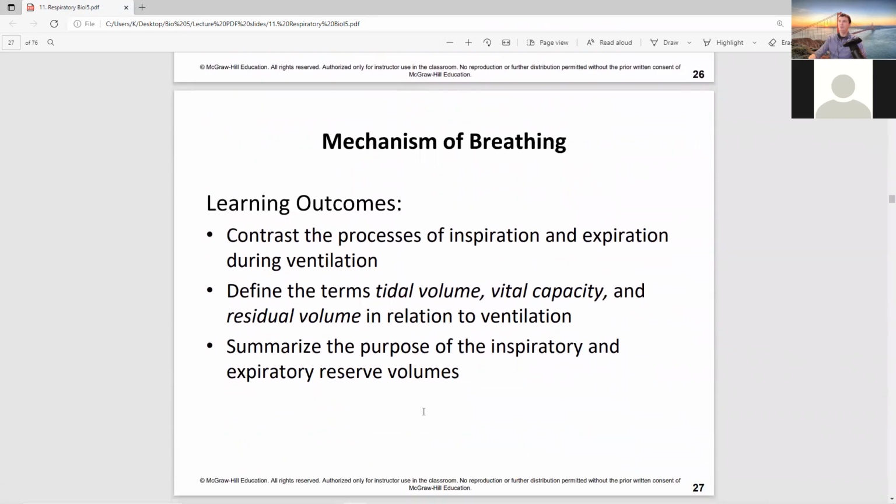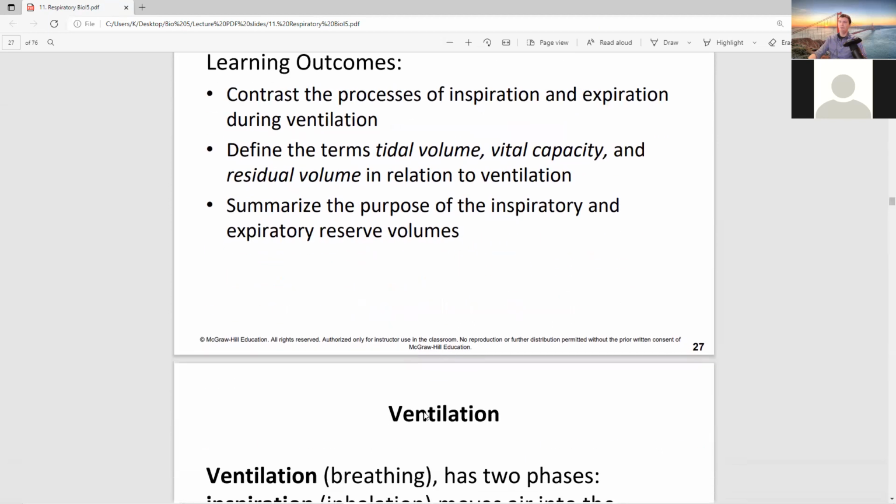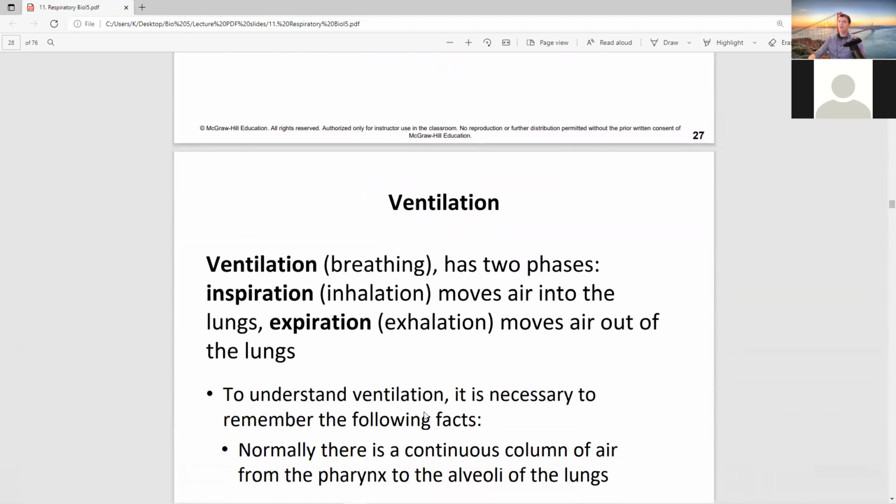So mechanisms of breathing. Your learning outcomes here are to contrast the processes of inspiration and expiration during ventilation, define the terms tidal volume, vital capacity, and residual volume in relation to ventilation, summarize the purpose of the inspiratory and expiratory reserve volumes. So ventilation, or breathing, has 2 phases.